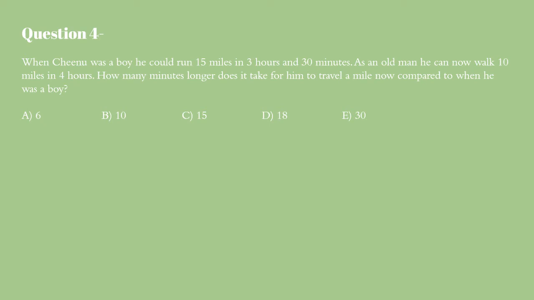Question 4 states, when Chino was a boy, he could run 15 miles in 3 hours and 30 minutes. As an old man, he can now walk 10 miles in 4 hours. How many minutes longer does it take for him to travel a mile now compared to when he was a boy? Okay, so let's think about this problem. What we need to find is how long it took for him to travel a mile when he was a boy, and how long it took for him to travel a mile when he was an old man, and subtract the old man time from the boy time, if that makes sense.